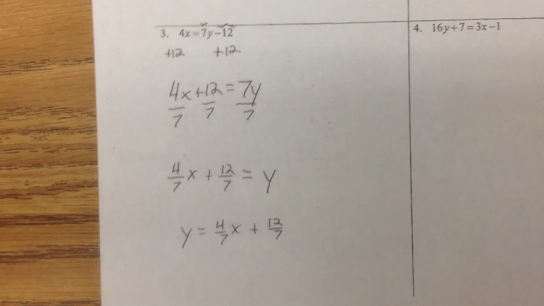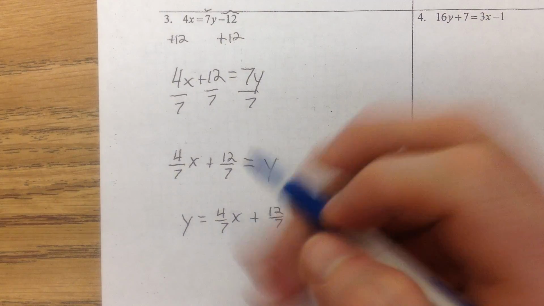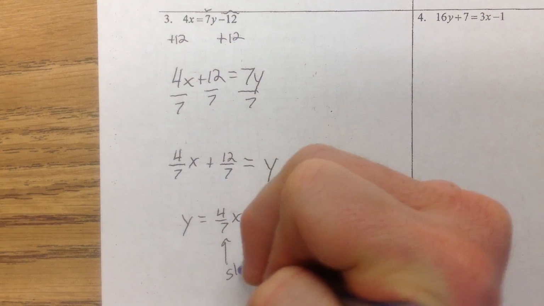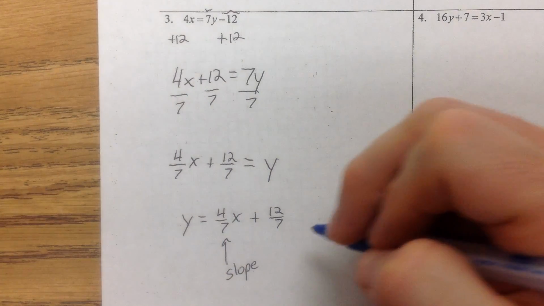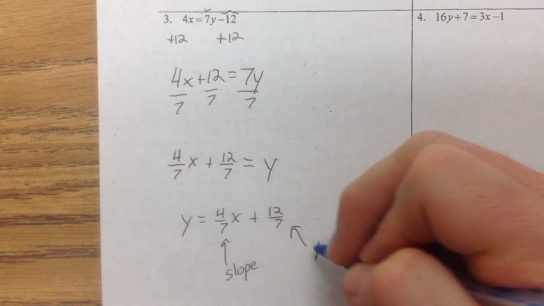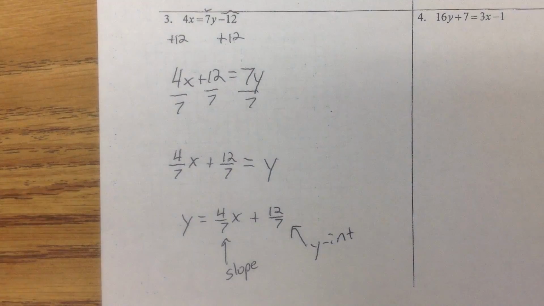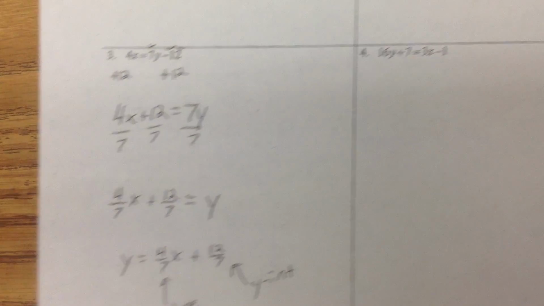And then again, this is the one next to the x, so that would be our slope. And then this one right here would be our y-intercept because it does not have the x next to it.